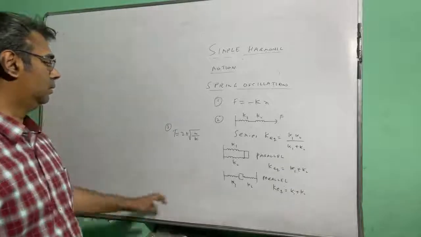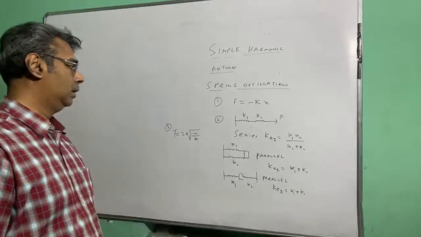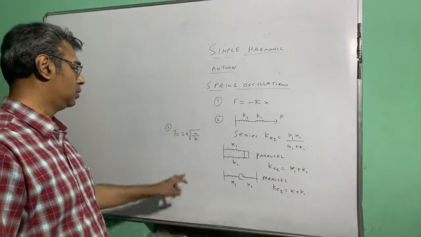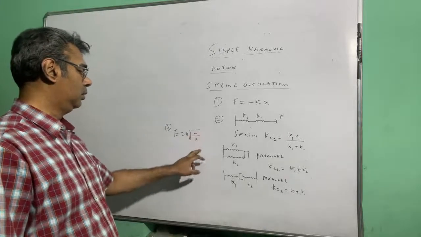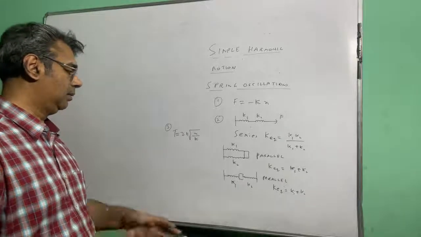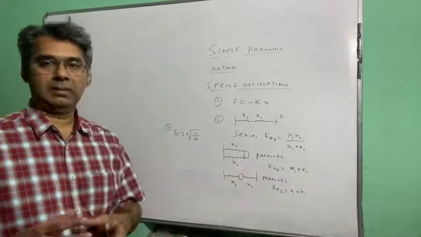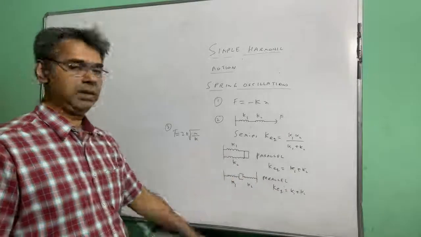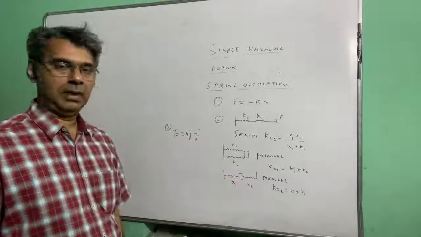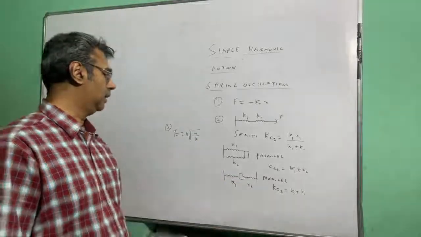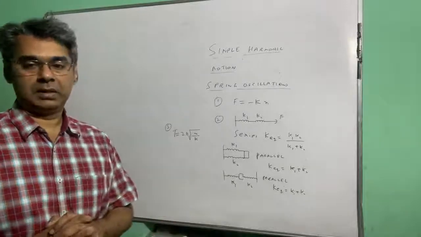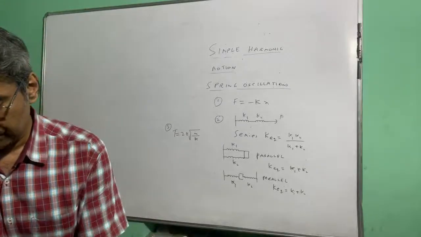And what about the time period of simple harmonic motion? The time period will be 2 pi into root over m by k. You can take any diagram, take this diagram or this diagram, where there is a mass that has been shown. In this formula, 2 pi root m by k, m is the mass and k is the equivalent spring constant. So primarily these are the formulas related to spring oscillations.